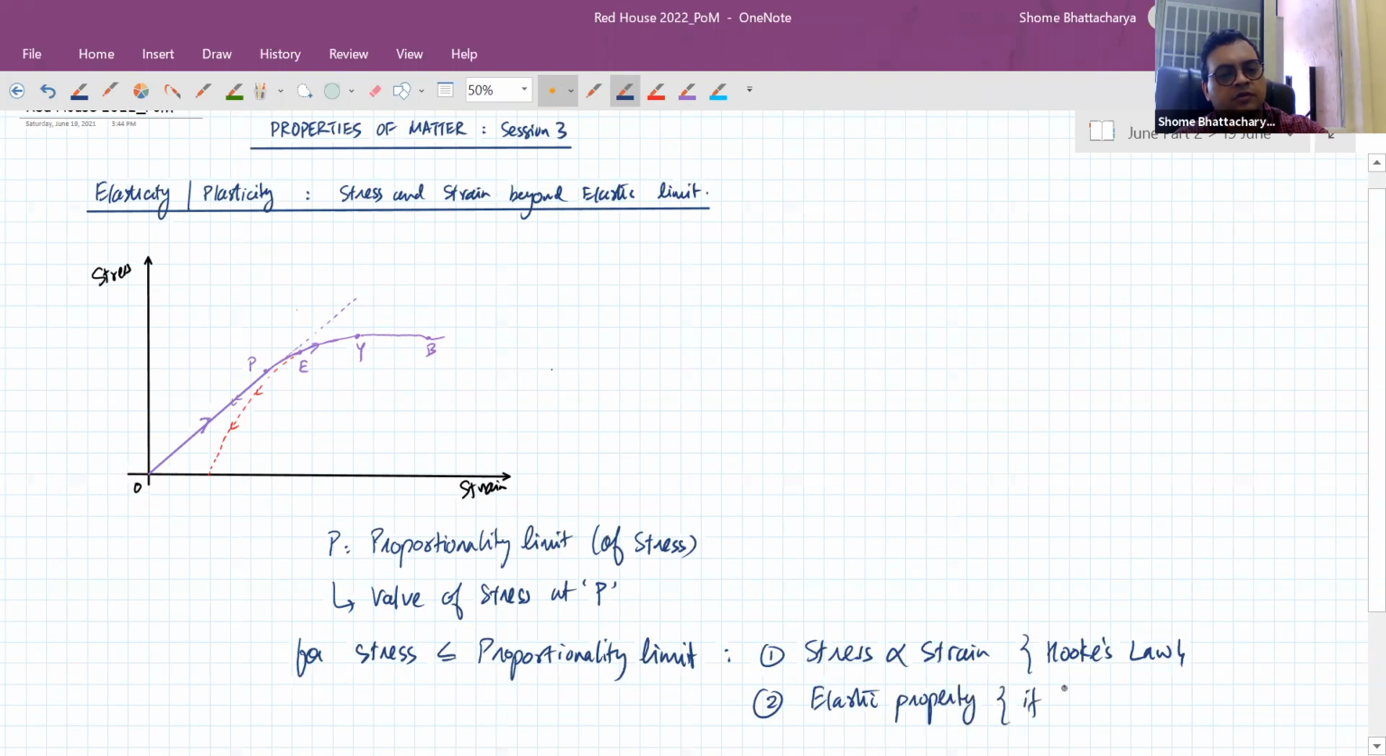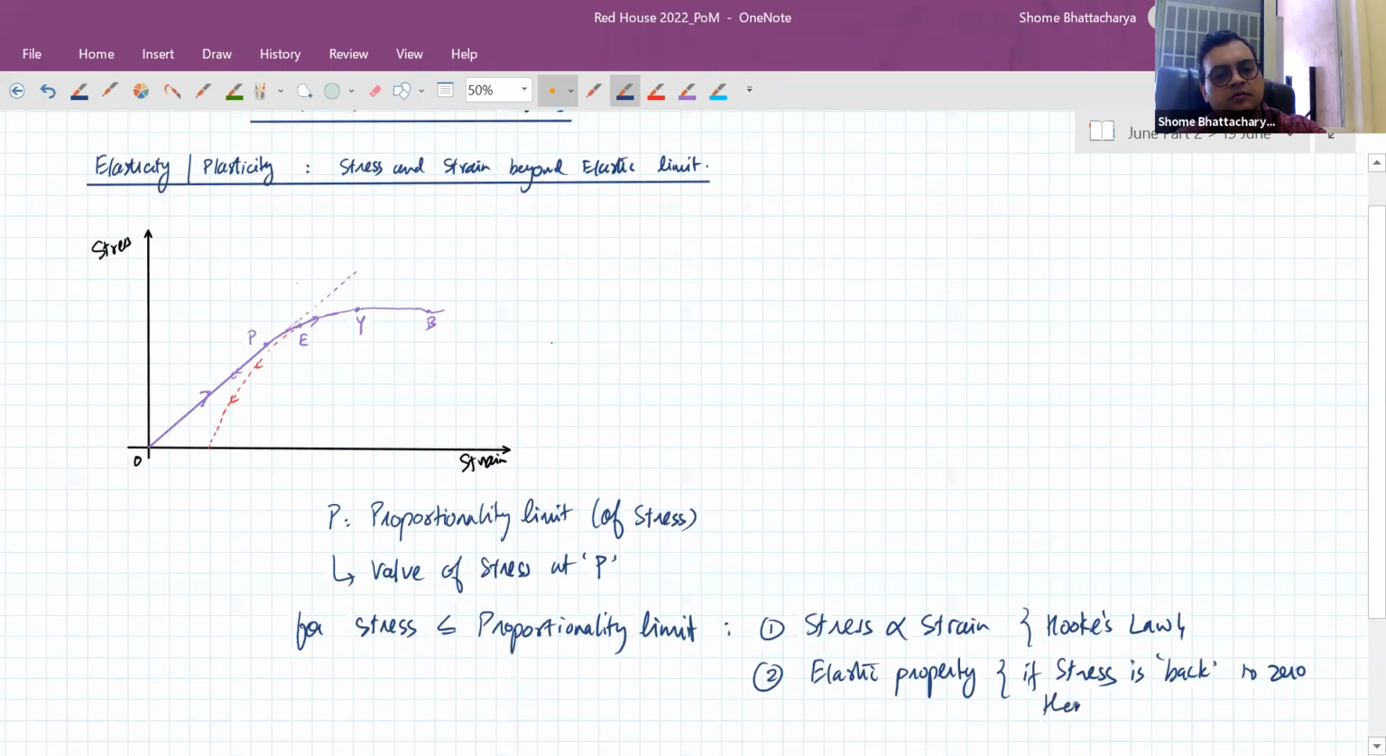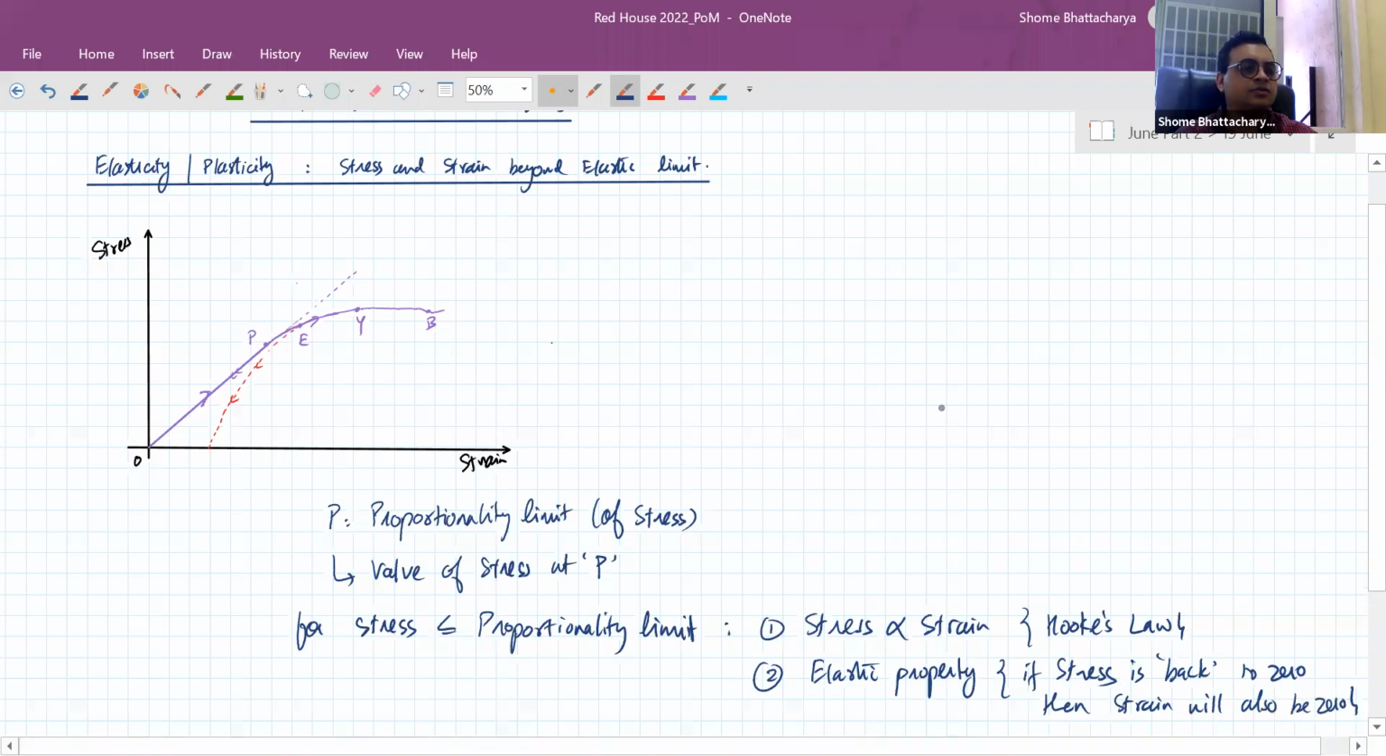That is, if stress is back to zero, then strain will also be zero. So the material has a tendency to retain its original shape if we release the stress. So up to the proportionality limit, both these things are happening. Stress and strain will be proportionate to each other. There will be a linear relationship between them. So Hooke's law is obeyed, and the material is displaying the elastic property. Okay. So make a note of this, then we'll discuss further.